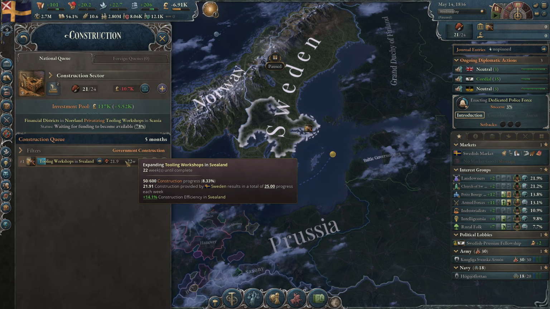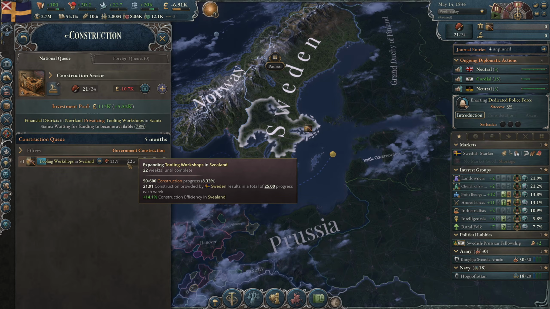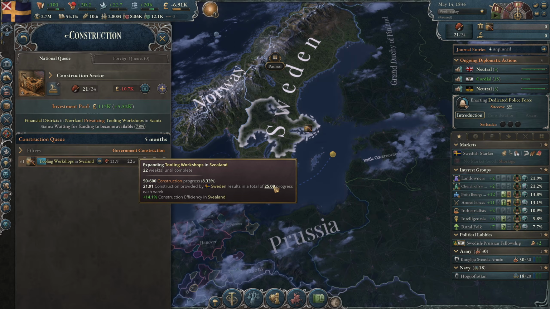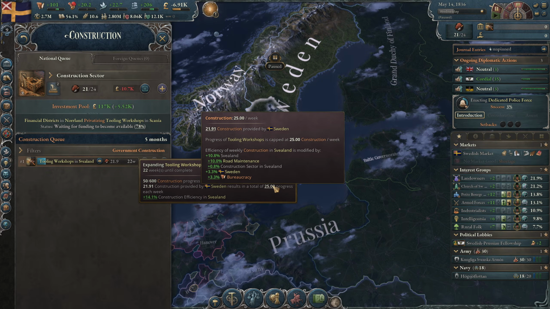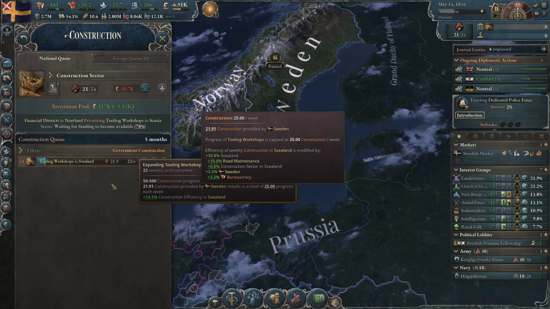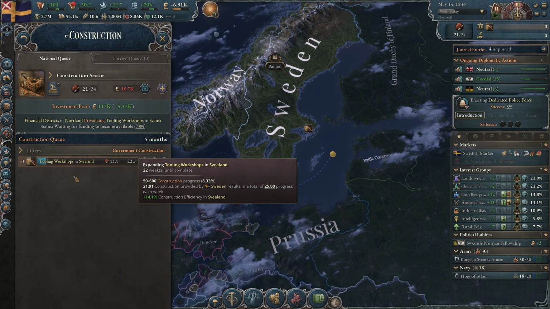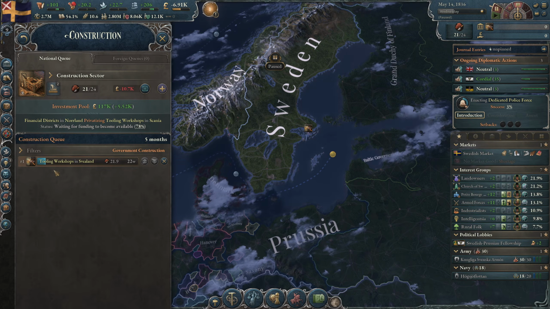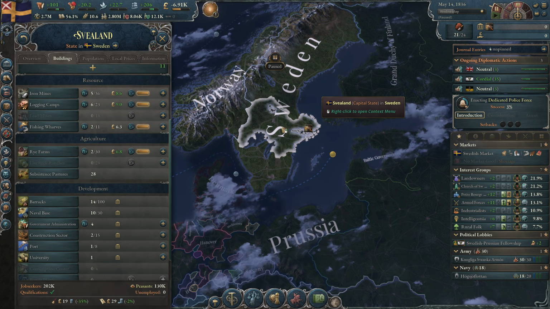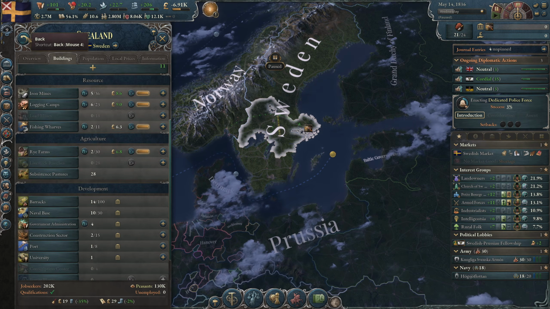Let's take a look, actually. There's a limit on how much you can put per week. It's capped at 25 construction per week. We cannot build this quicker than 25 construction per week. So what we can do is put a second building at the same time, and that one is going to be built as well.